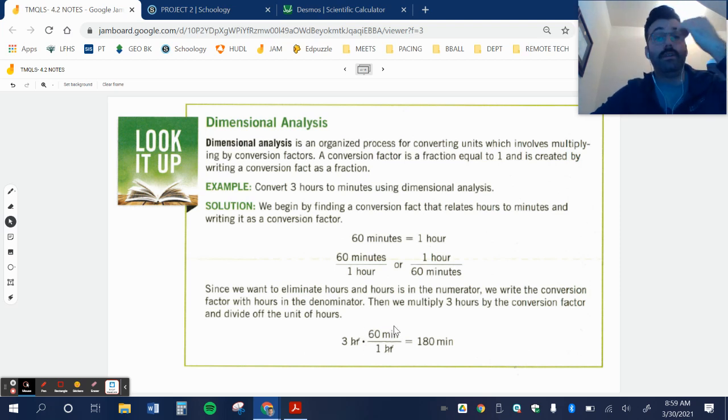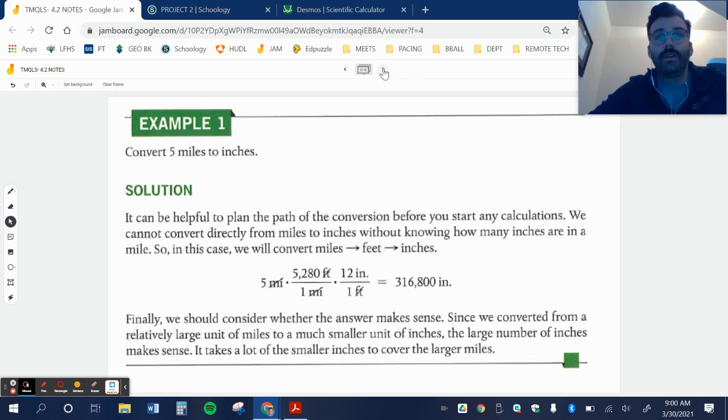You probably do this in your head already. Just do 3 times 60. That actually is dimensional analysis. You're doing it without even realizing it. Okay, I want to convert 5 miles to inches.